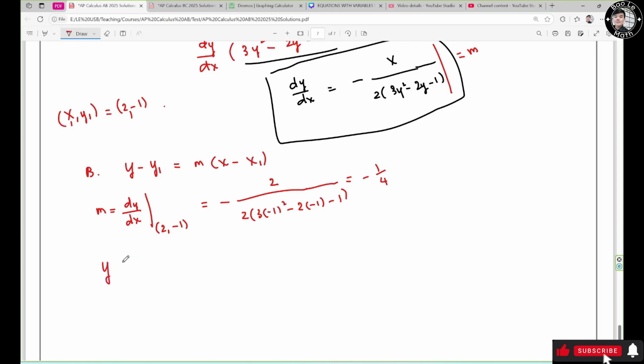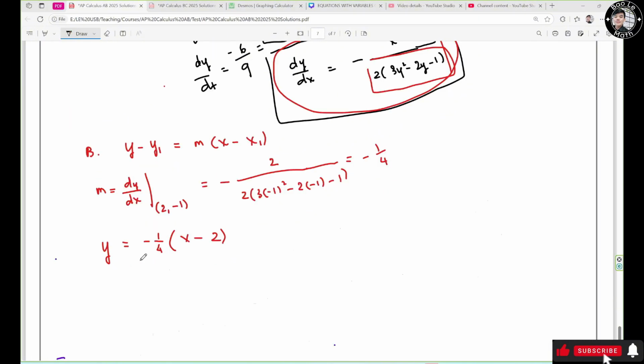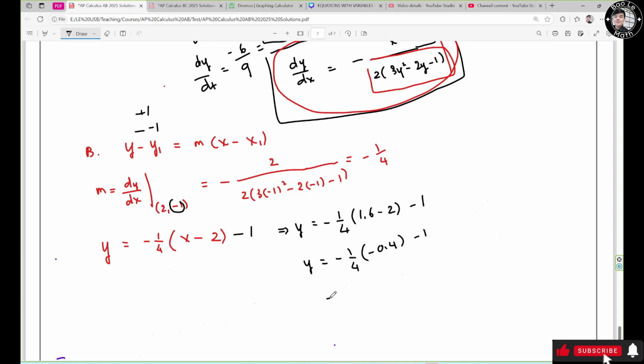Now we have the equation y equals m, which means negative 1 over 4 times s minus s1, which means 2, right? Now you look at this one, y subtract y1 equals negative 1, so you subtract negative 1 should be plus 1, right? Now you need to subtract 1 both sides, so I have negative 1 right here, right? So then I have y equals negative 1/4 times 1.6 minus 2, minus 1, right? So it turns out to be y equals negative 1/4 times negative 0.4, minus 1, right? So it's going to be y equals 0.1 minus 1. It's going to be negative 0.9, right?